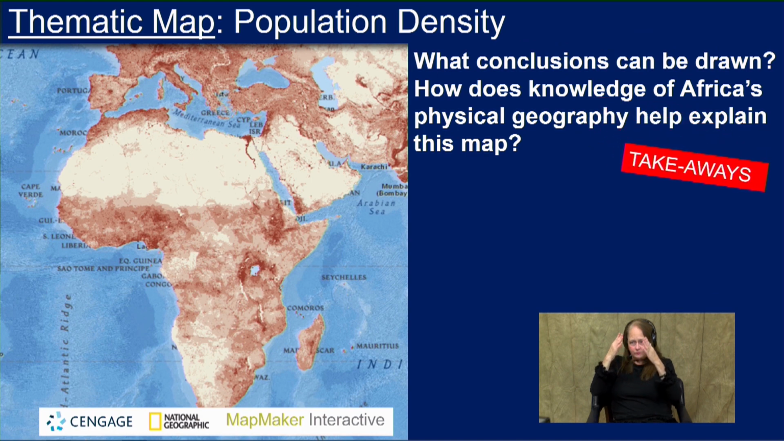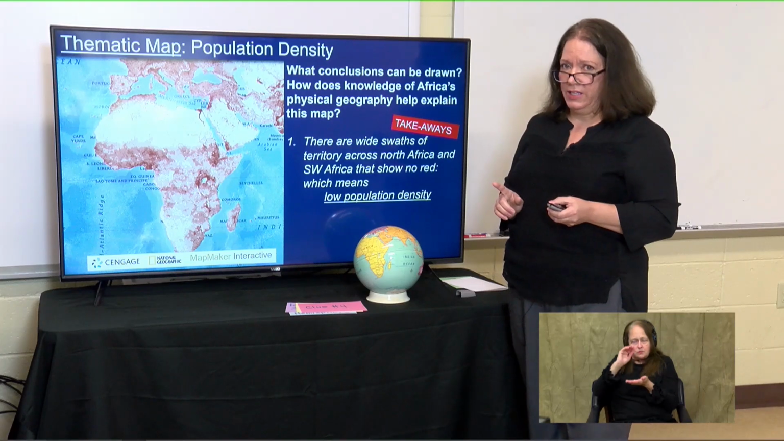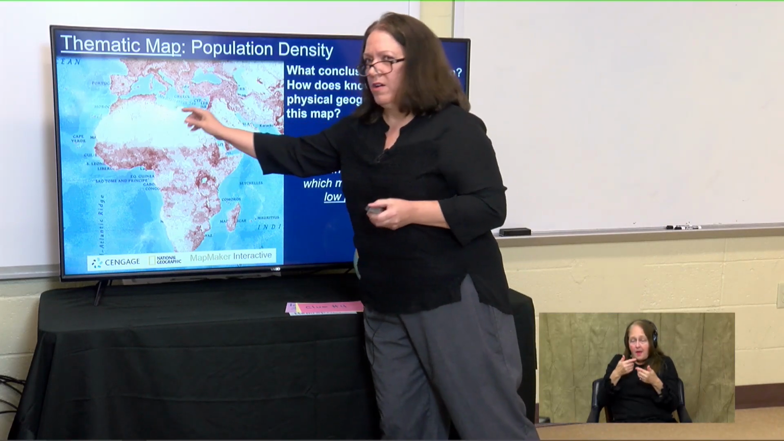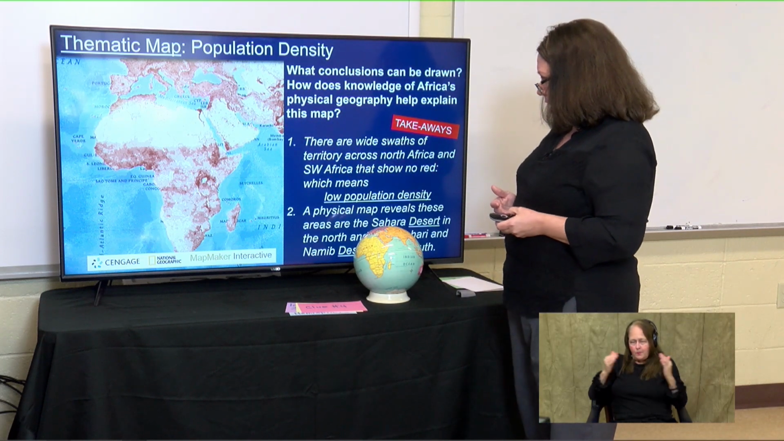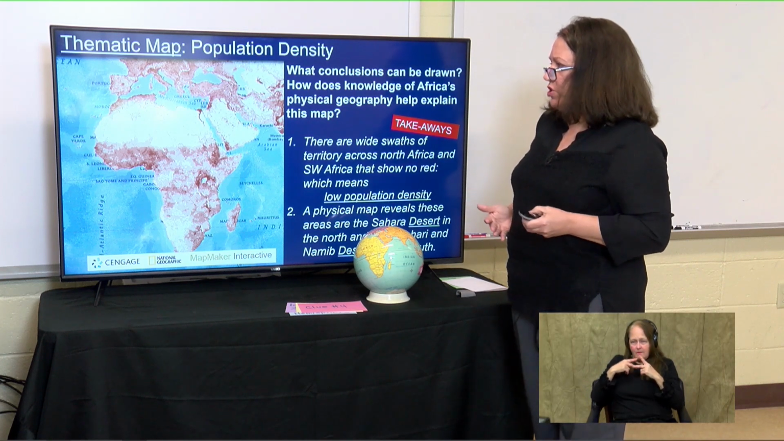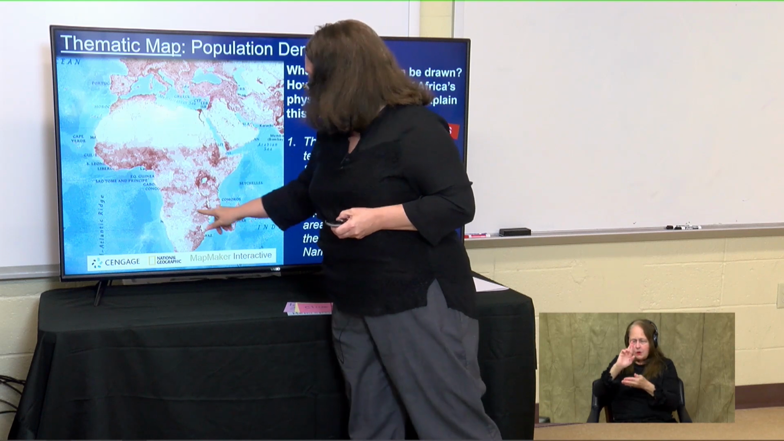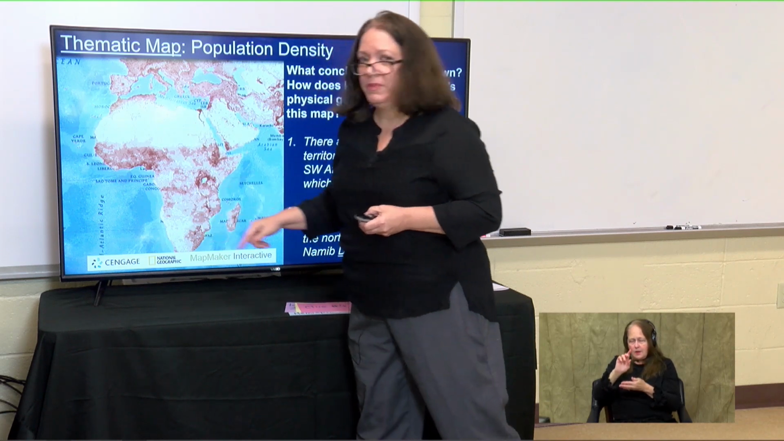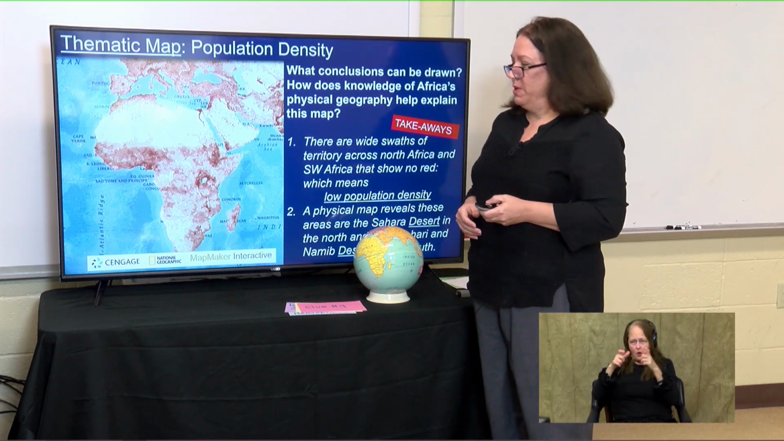Well, hopefully, one of the takeaways you have is that you've noticed that there are wide swaths of land that have very little red. And what does that mean? Well, that's going to mean low population density. It doesn't mean that there's no one living there, just a very small concentration of people and no large cities. Also, a physical map will show us what is in that blank area. Well, that's the Sahara Desert. What's down here? The Kalahari Desert, the Namib Desert. Does that make sense to you? We probably wouldn't expect to find large numbers of people in those places.